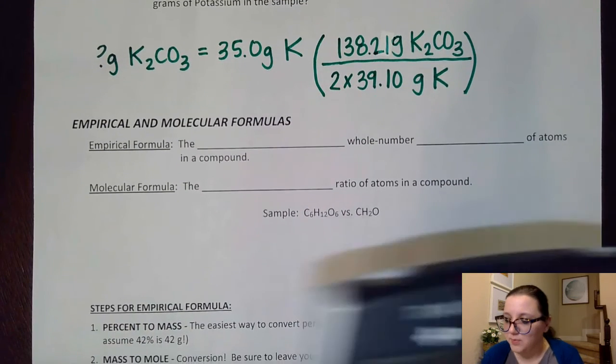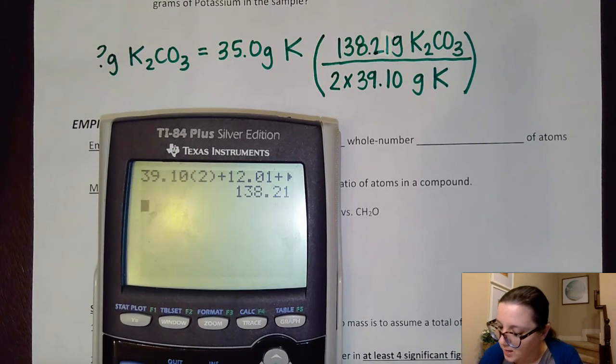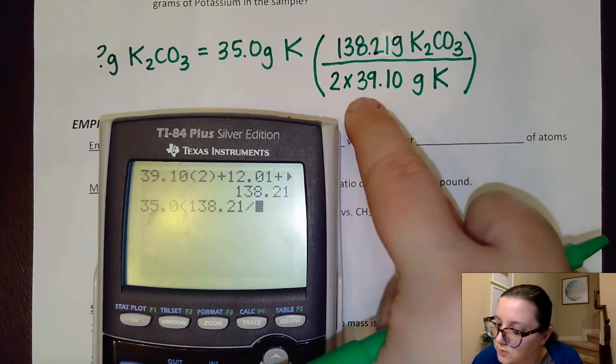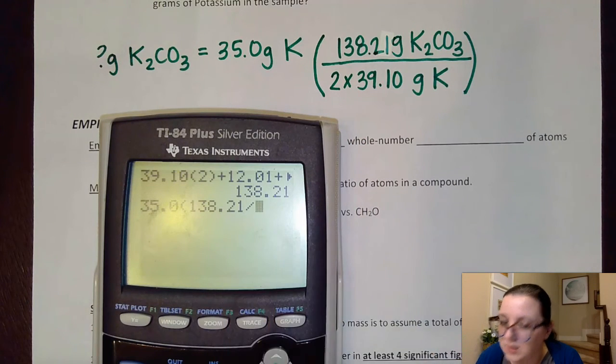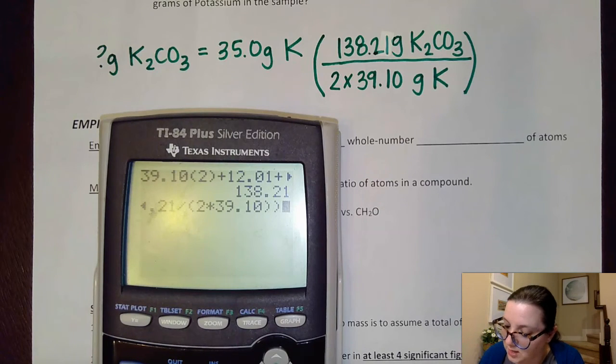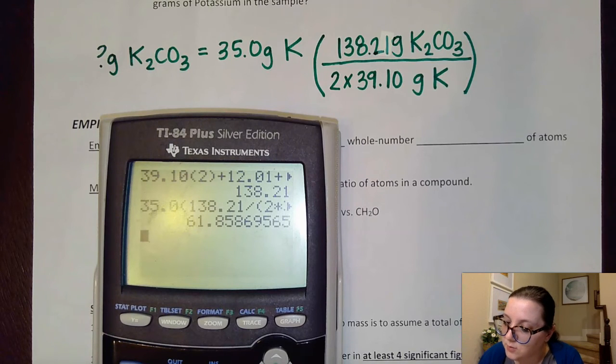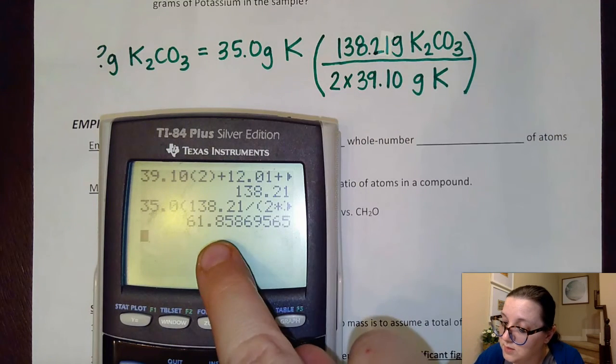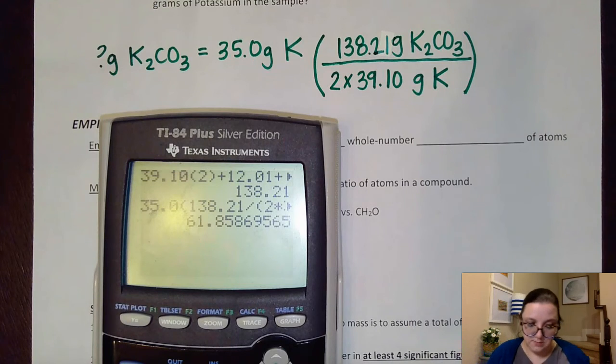All right, so now I'm ready to plug this into my calculator. So I'm going to have 35.0, open parentheses, 138.21, over, and then here, just be careful with how you're plugging it in for order of operations purposes. I'm going to put that 2 times 39.10 in its own little parentheses. That's why sometimes it's helpful to go ahead and multiply it. You don't have to worry about order of operations there. And then I'm going to close off the whole parentheses altogether. And I see that that comes out, and I want to use 3 sig figs, so right around 61.9.